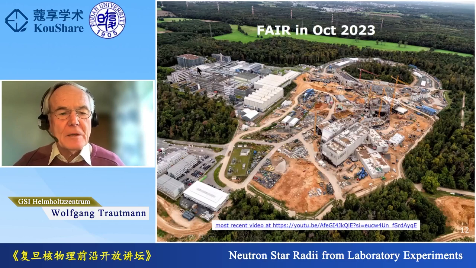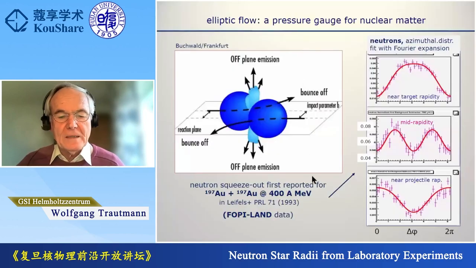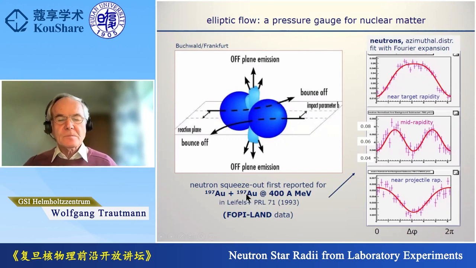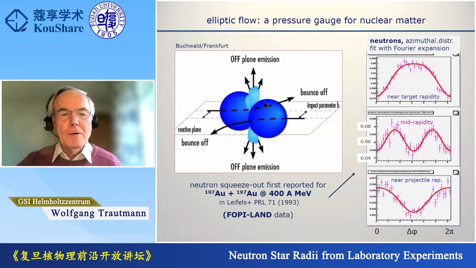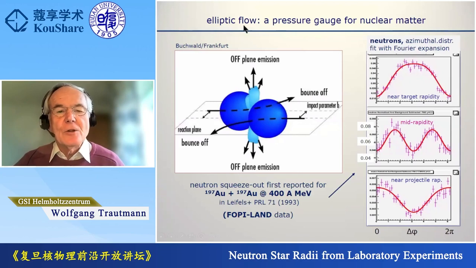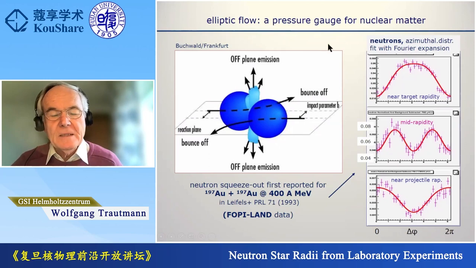Now, our experiment took place a few years ago using the existing accelerators, the linear accelerator and the synchrotron. The beam energy was 400 MeV per nucleon, gold beams colliding with gold targets. And the objective was to measure elliptic flows. Elliptic flow in heavy ion collisions is known to serve as a pressure gauge for nuclear matter.